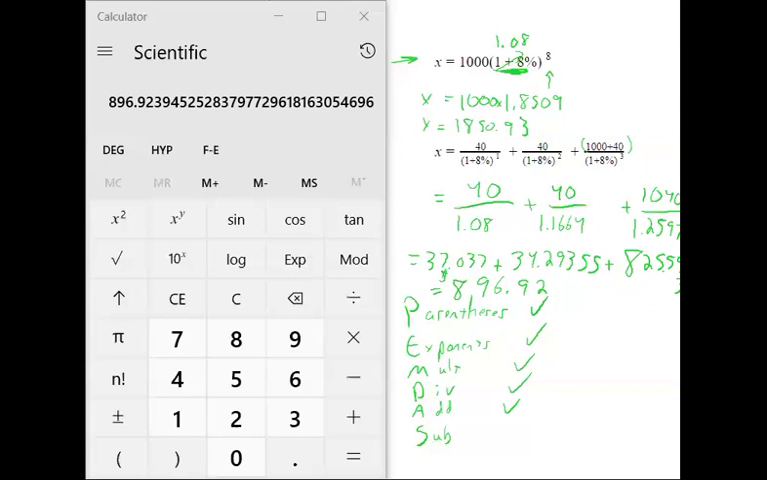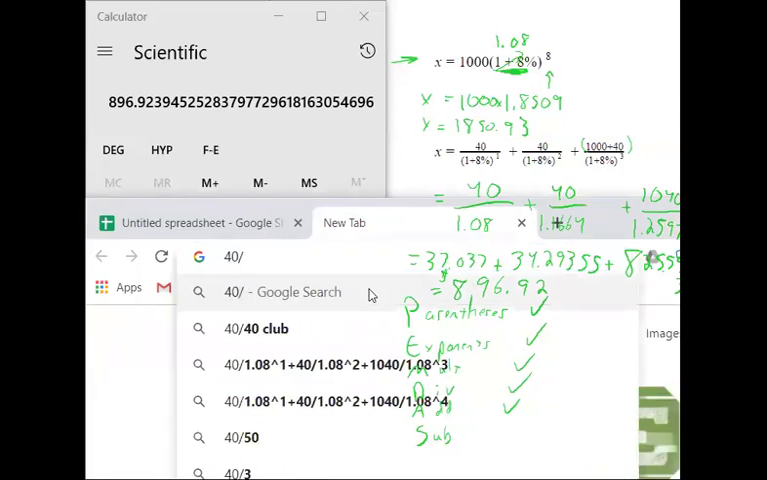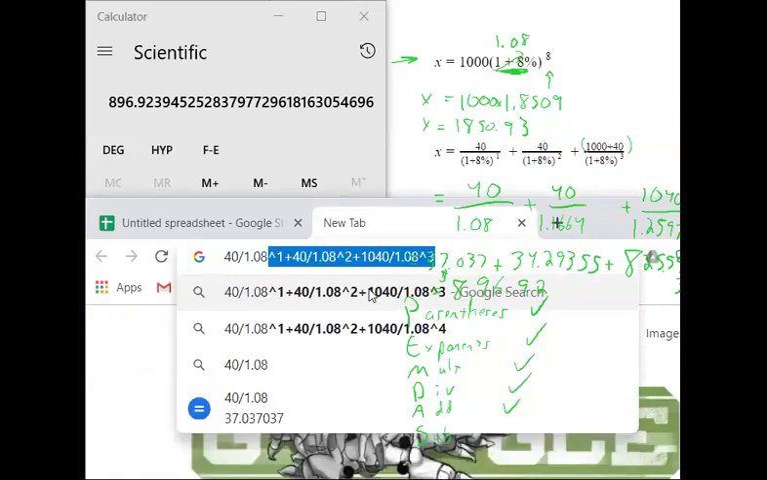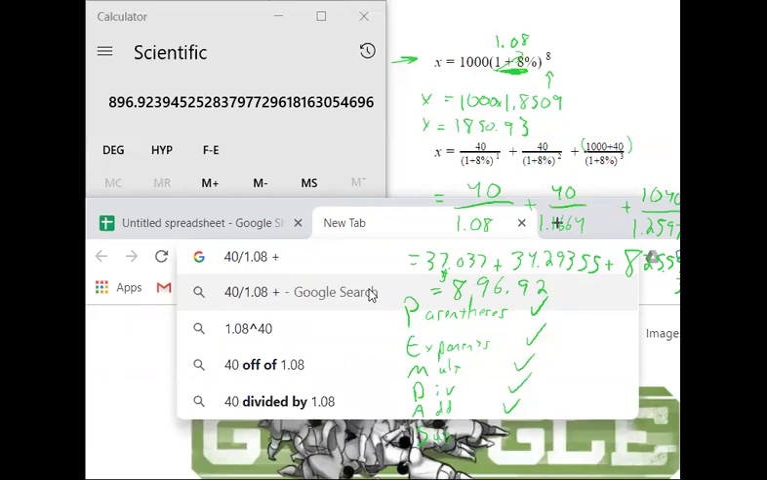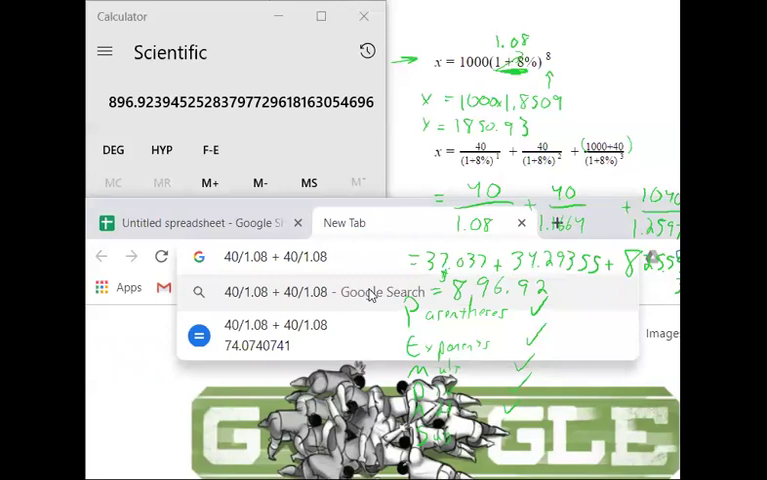Once again, we can do that in Google or in a spreadsheet, and we will do it more quickly and more accurately. But it might put you out of your comfort zone. 1.08. I'm going to do some of the steps in my head. So then I'm going to do plus 40 divided by 1.08, and I'm going to put a squared to indicate that the 1.08 is squared, plus 1040. And again, I'm going to do this calculation in my head. Really saves you time, worth doing.